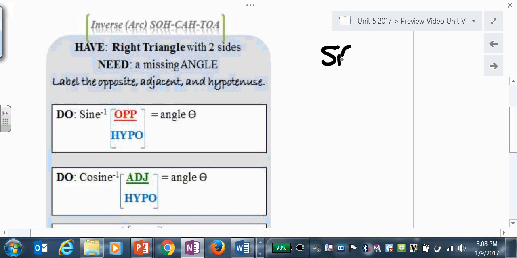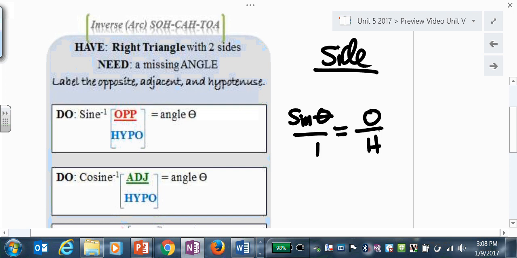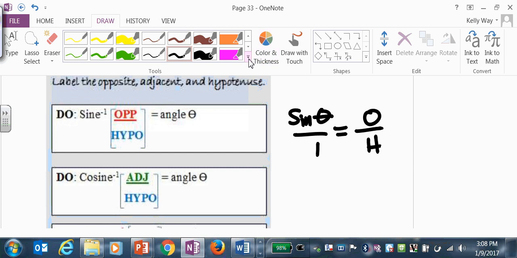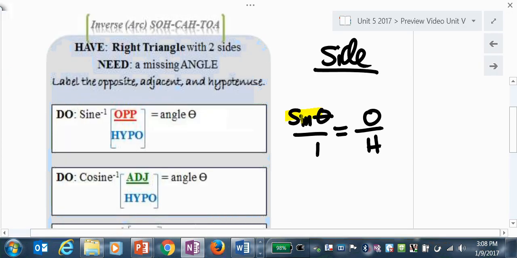To find a side, we use sine of theta over 1 equals opposite over hypotenuse. Notice this equation. Sine of theta over 1 equals opposite over hypotenuse. That's what we use sine for, to find a side. Inverse sine looks like this. Inverse sine of opposite over hypotenuse gives us the angle theta.